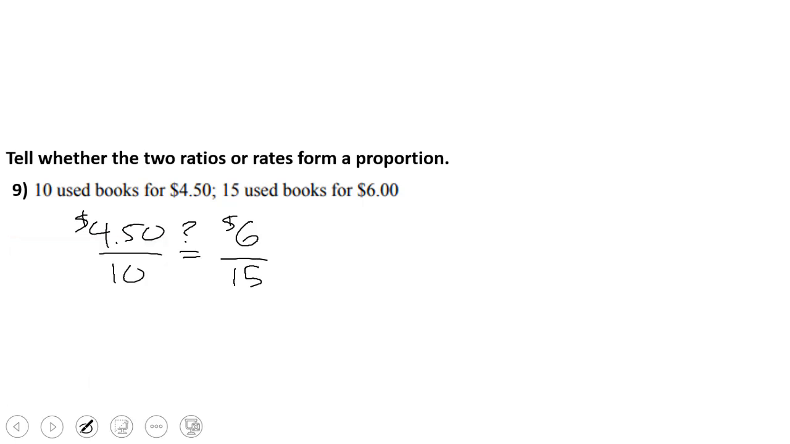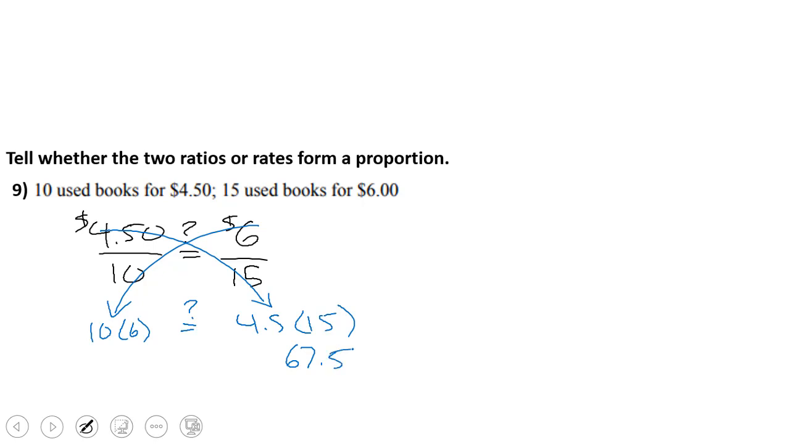And of course, I'm going to use my cross products and go like this: 10 times 6, is that equal to 4.5 times 15? 4.5 times 15 does happen to equal 67.5, and 10 times 6 is 60. So no, these are not proportional. The number of used books is not proportional to the amount of money that you're paying.